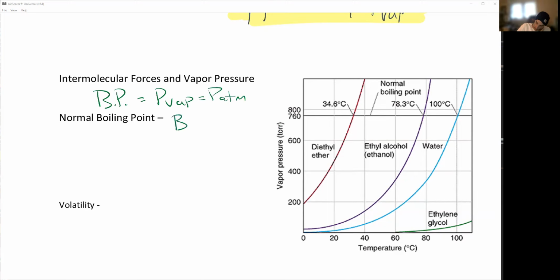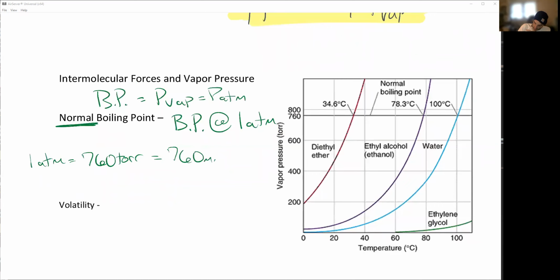So normal boiling point, anything that is the normal boiling point is usually at standard temperature and pressure. In the case of normal boiling point, it's the boiling point at 1 atmosphere. Again, 1 atmosphere is equal to 760 torr, which is equal to 760 millimeters of mercury. And those are the ones that we typically use.